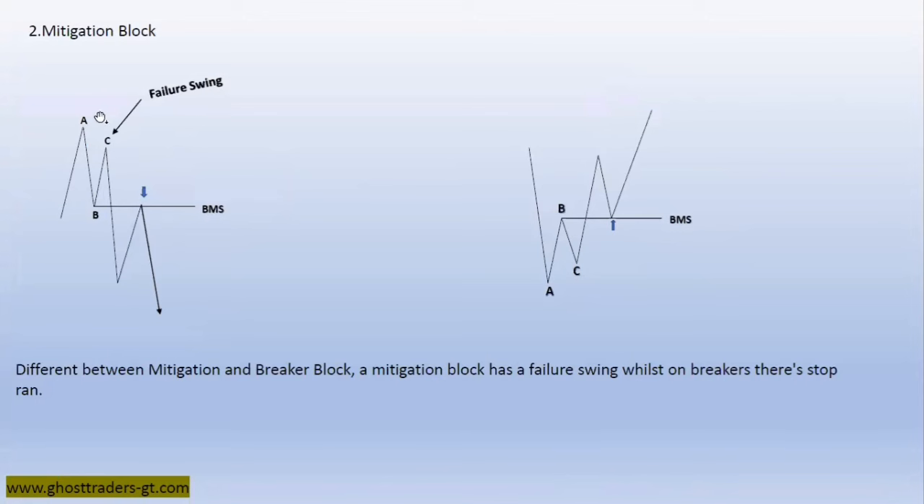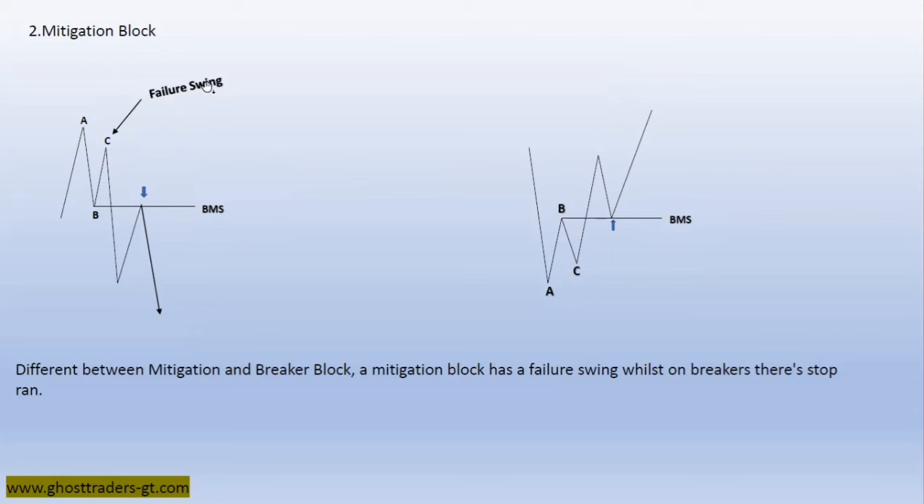So when it comes to a mitigation, we see that we have what? We have a failure swing. Price failed to collect liquidity at point A. Okay, so that's a mitigation block. But if it's a breaker, we see that price comes up and collects liquidity at this level. Since it's a mitigation block, we have a failure swing, or price failing to collect liquidity at this point A.